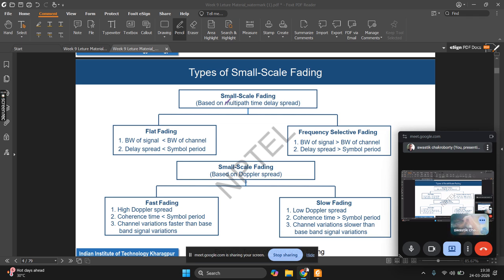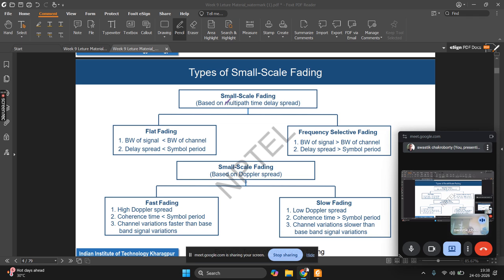That will create fast fading. And slow fading means low Doppler spread, coherence time is greater than the symbol period, and the channel variations are slower than the baseband signal variation. This will create slow fading.